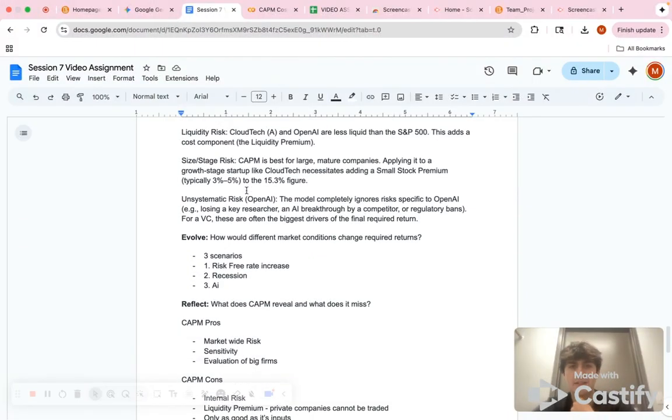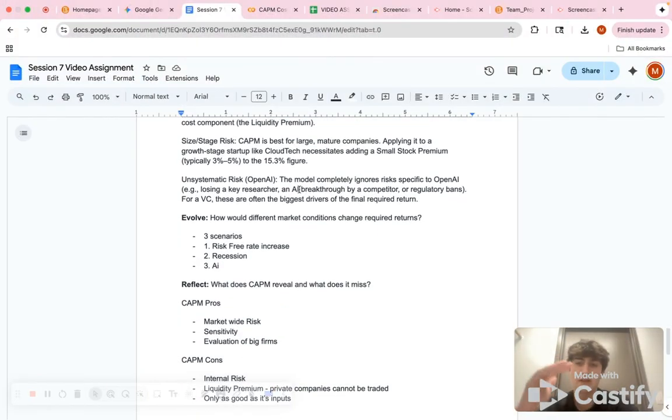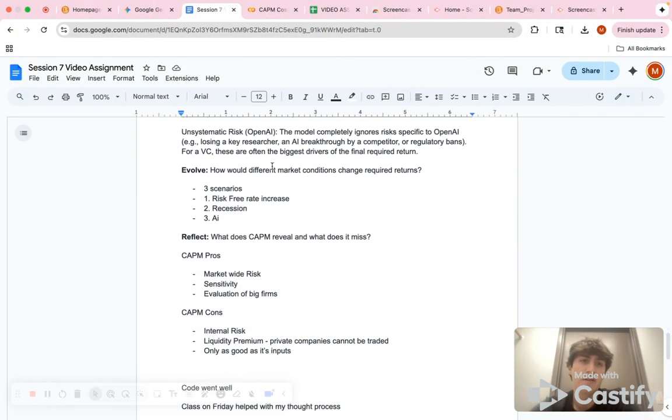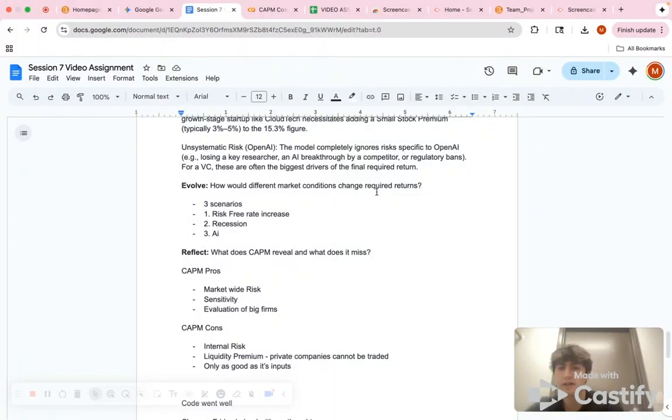And then the size and stage risk, CAPM is best for large, mature companies. So doing this to small premium companies like Cloud Tech, you're going to have to account for that, and it's not always going to be 100% accurate. And the unsystematic risk, which was our OpenAI, it ignores that AI could have breakthroughs and stuff like that.